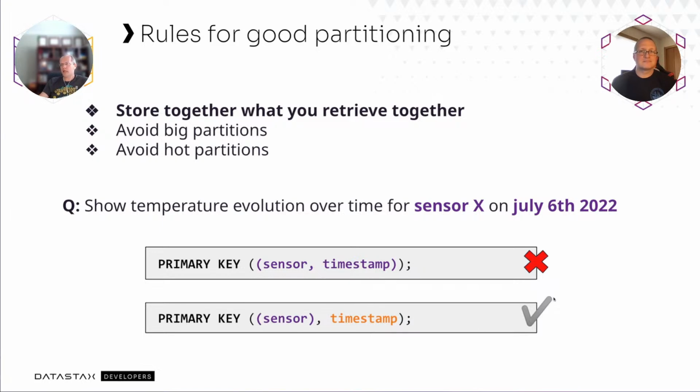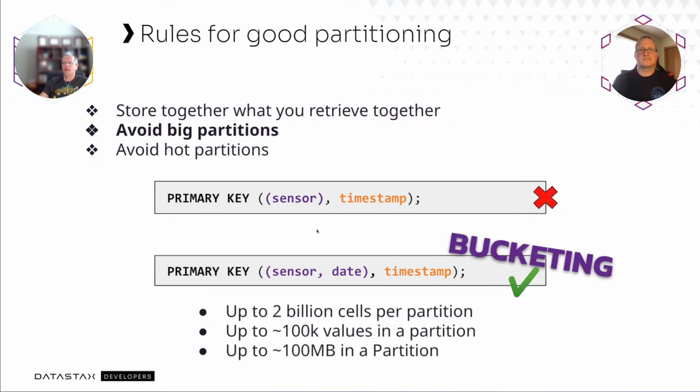But this is not the best, not the final solution here. We will explain why. It's because you also want to avoid big partitions. In this definition that seems to be fine, but the problem here is that if you're going to collect your data for months, for a year, for multiple years, you will keep growing that partition. It's not limited how many measurements will be inserted there. So you will keep growing, and over time, your partition may become too large.